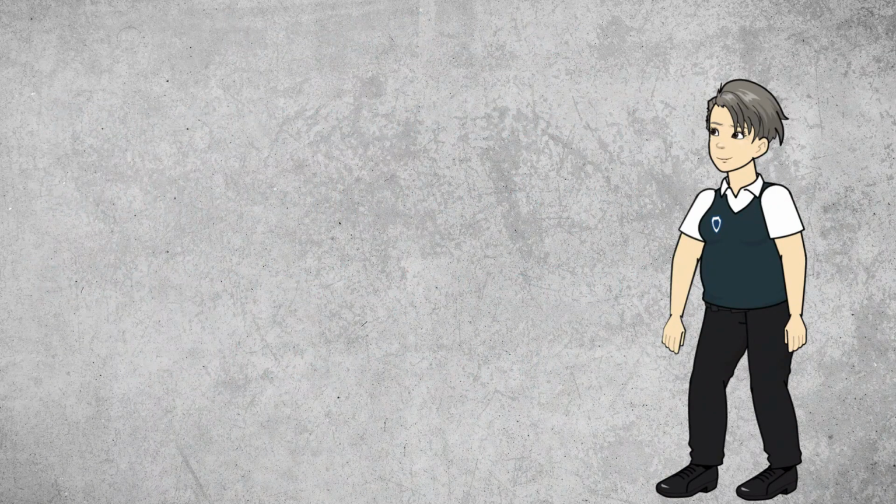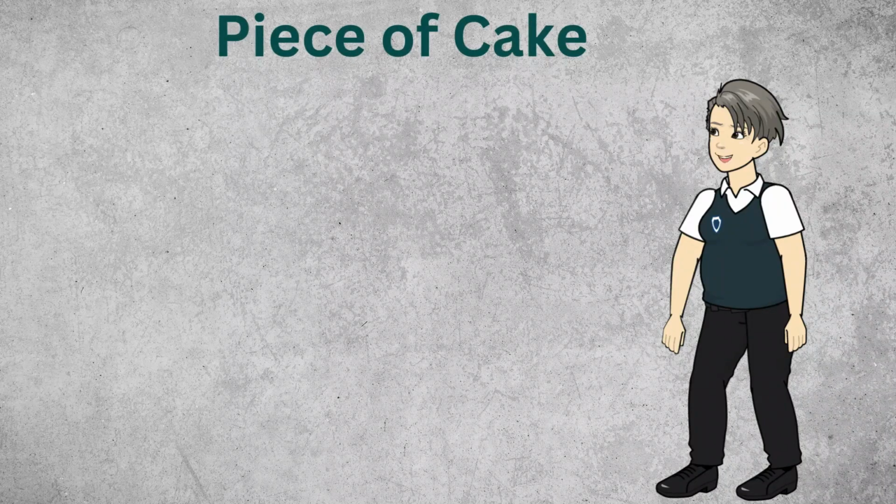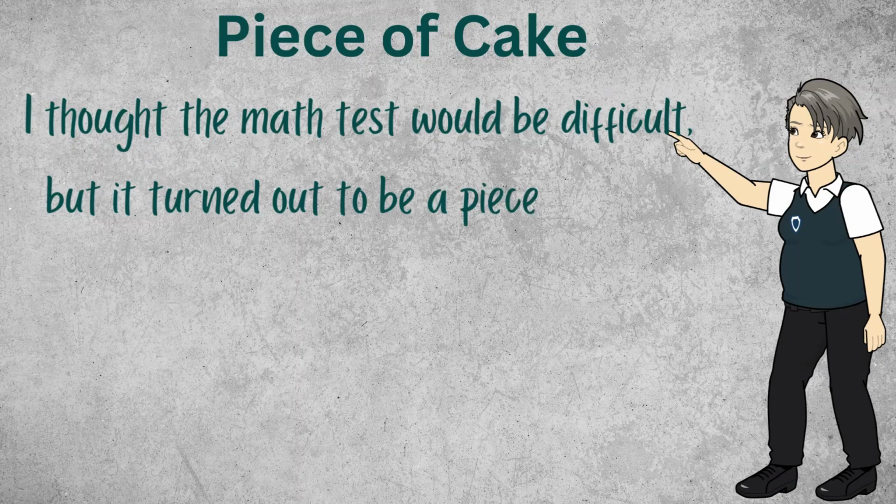Our next common expression in English conversations is piece of cake. This phrase is used by native speakers to convey that something is very easy or simple to do. Now let's see some practical examples to explain this phrase further. I thought the math test would be difficult, but it turned out to be a piece of cake.